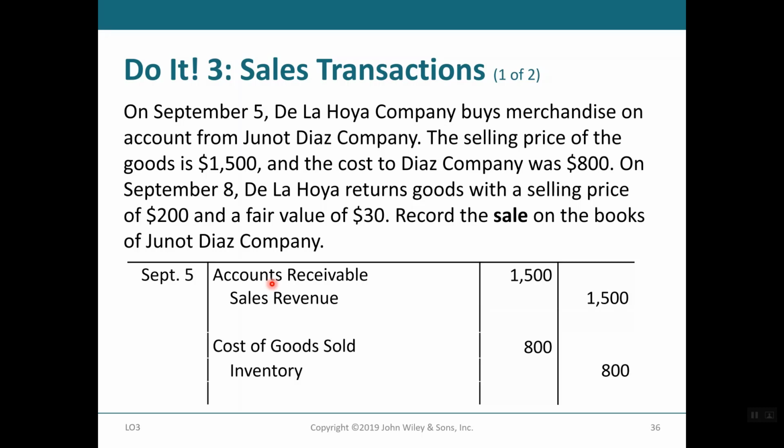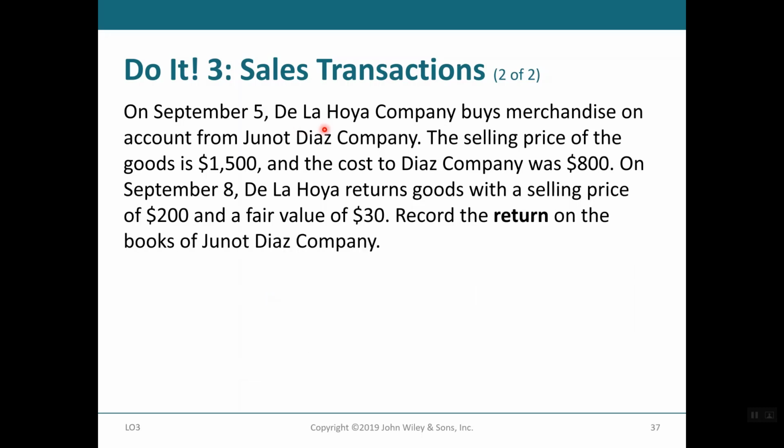The next one is going to be for the expense. Cost of goods sold 800, inventory 800. Because they are giving out the inventory, it's a reduction on their inventory by 800. The expense for cost of goods sold went up by 800.